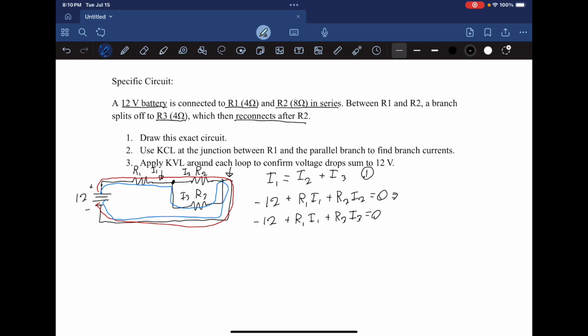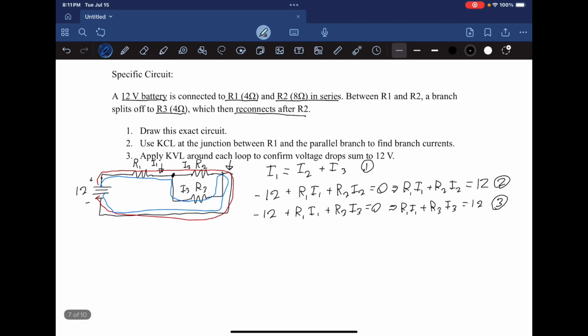And then both of these can be rearranged by adding 12 so that it's on the other side. So we have R1 I1 plus R2 I2 equals 12. And then R1 I1 plus R3 I3 equals 12. So now we have our three equations here, which is perfect because we have three unknowns. We have I1, I2, and I3. All three of these are unknown values. So we can solve them for each other.